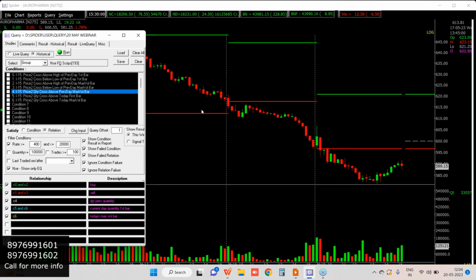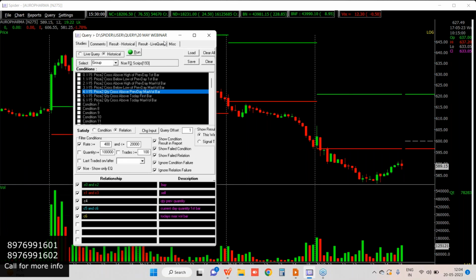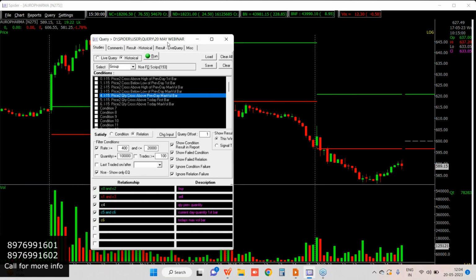The rest are easy conditions that you can add along with different things. But what I've shown you in this scanner are the most important price action intraday criteria that you can use for intraday trade. One is the high and low breakout of the first candle with volume. Then there is the volume breakout above the previous day volume. Then there is today's maximum volume bar breakout in today's market only. So these are the conditions that you can use for intraday purposes.